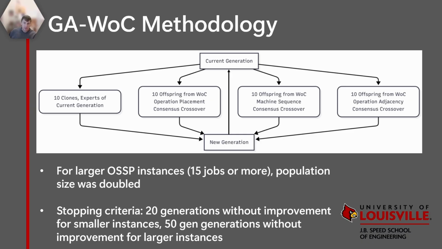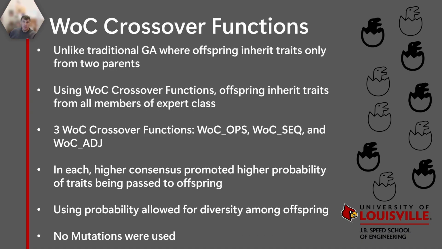For the smaller instances, we said 20 generations without improvement was our stop limit, and then 50 generations without improvement was our stop limit for larger instances. And then we maxed it at 100 generations and then 200 generations for the larger instances. Another thing to point out is that we didn't use any mutations. We wanted to basically attribute all of our results to just Wisdom of Crowds.